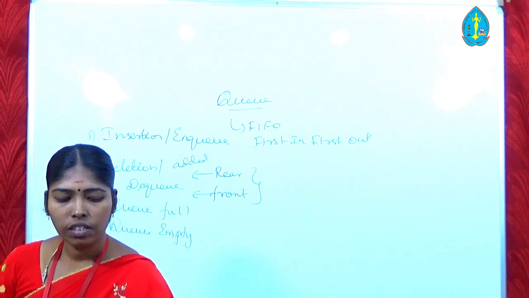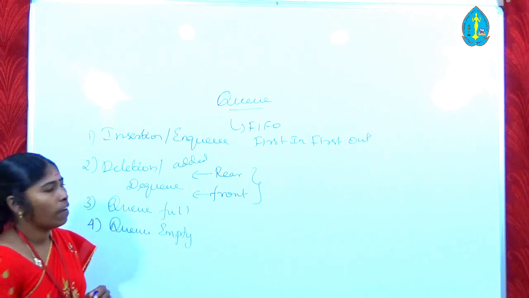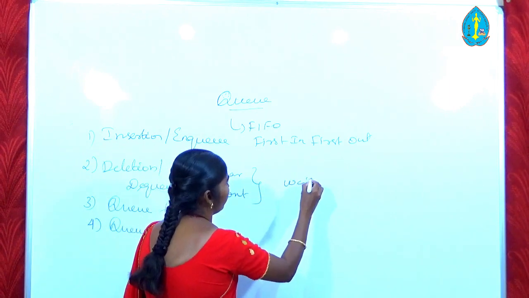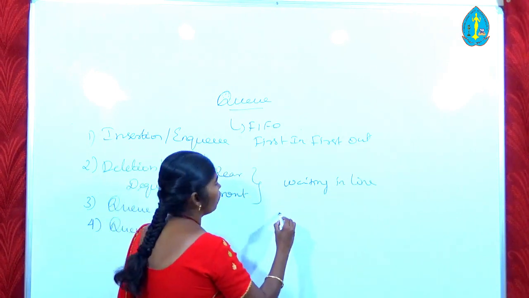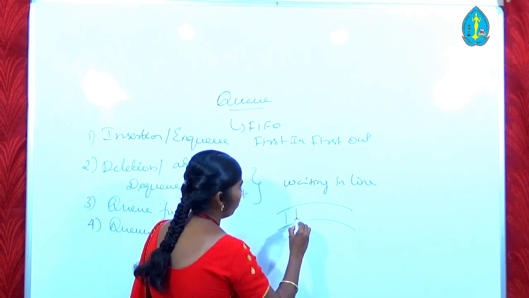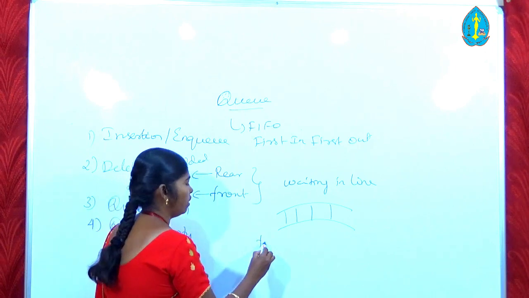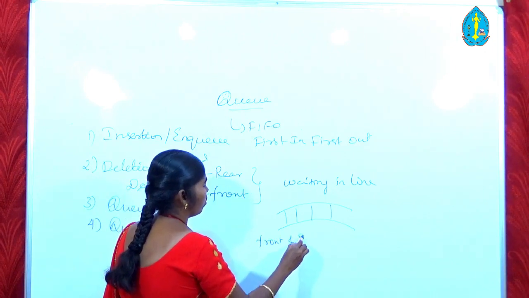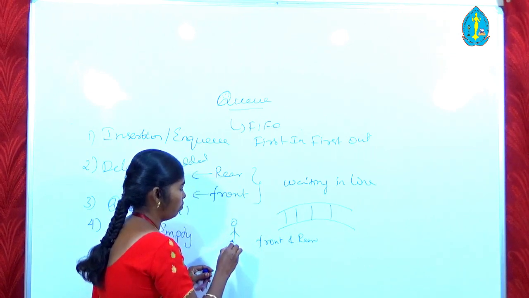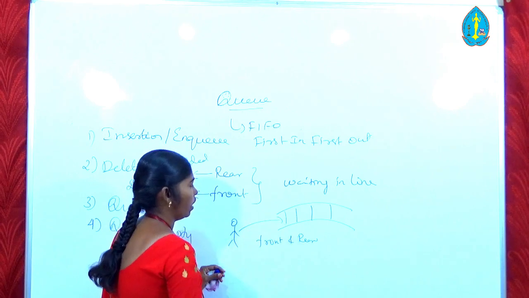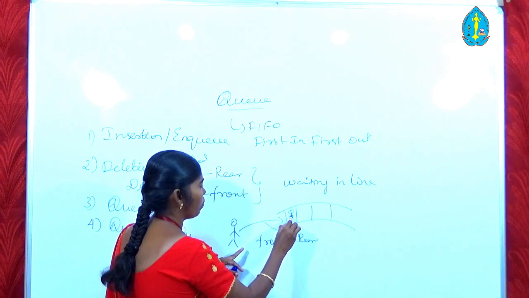Okay, now we have to discuss the applications of queue. Real life applications: waiting in a line. Waiting in a line is in the form of a queue. So in the form of a queue, with the front and rear pointer, people will be inserted or deleted. One person will come to be inserted in the queue, so we use the rear pointer, and that person will be placed in the first place of the queue.